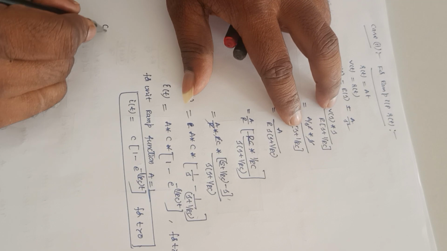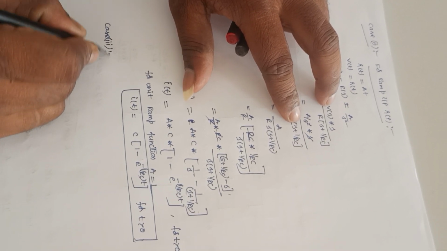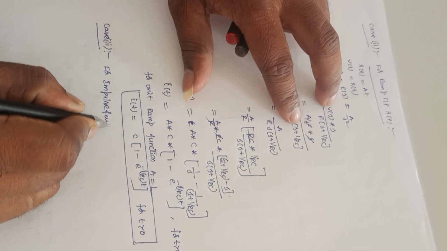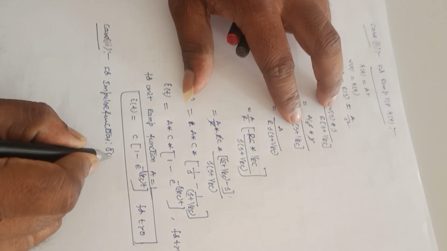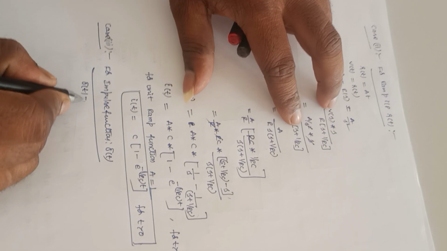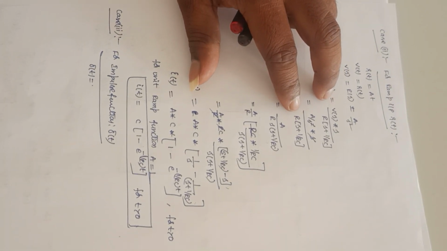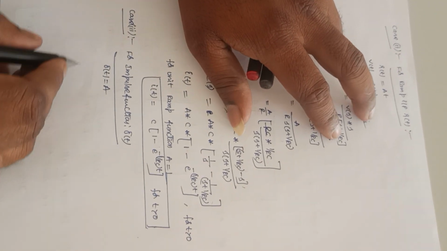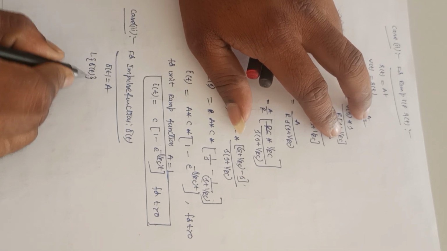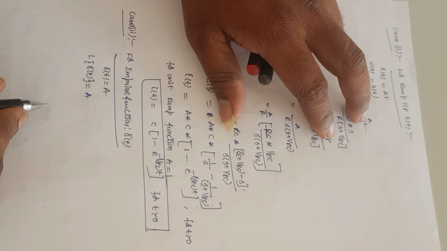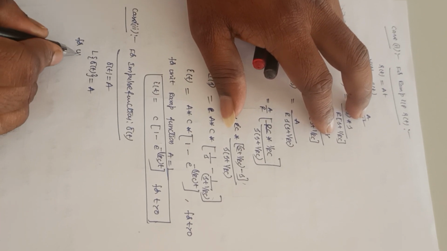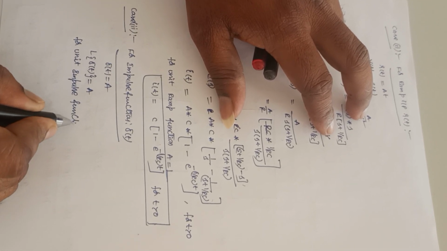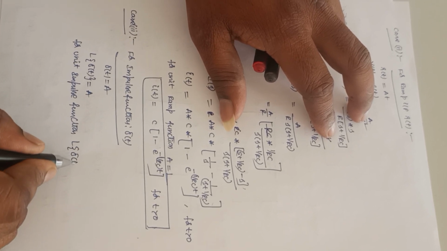Next, case number 3. For impulse function, that is delta of t. Normally delta of t is with a magnitude of A, and the Laplace transform of delta of t is equal to A here. For unit impulse function, the Laplace transform of delta of t is equal to 1.